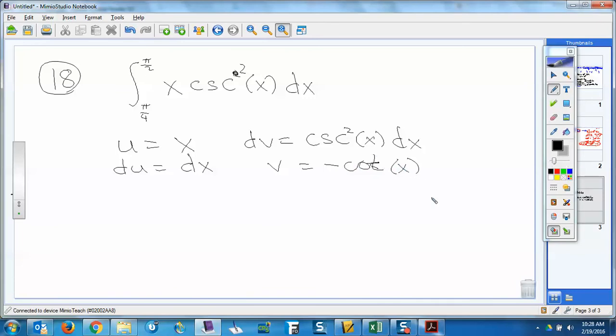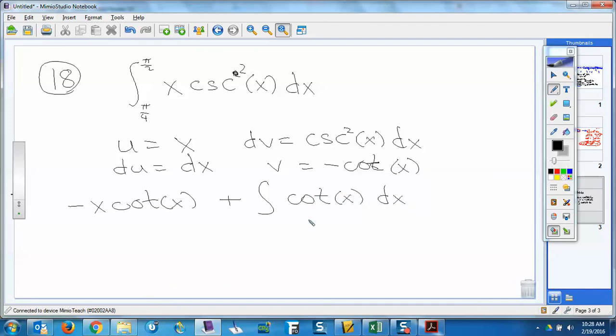Okay, and that's one of the reasons I did have you do this one specifically, because it's very similar to one we did in class. So this is negative cotangent x, which is that. So we go uv, so that'd be negative x cotangent x, minus the integral of v du, so that negative will turn that to a plus, and this would be cotangent x dx, right? V du.